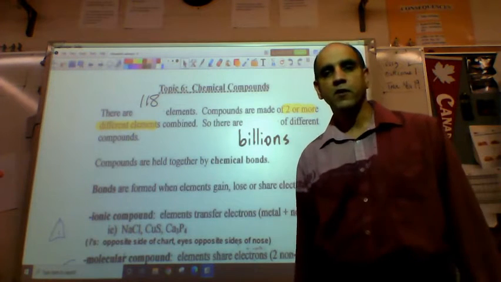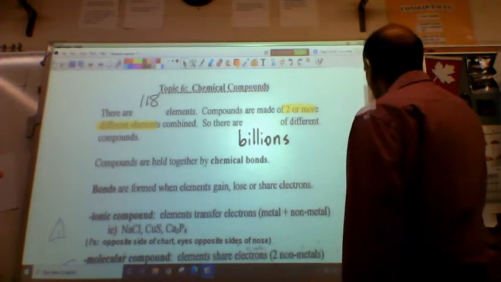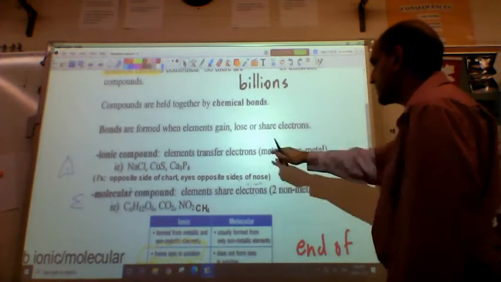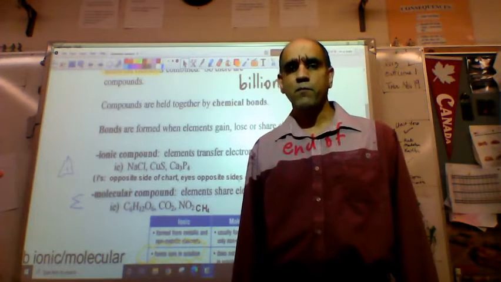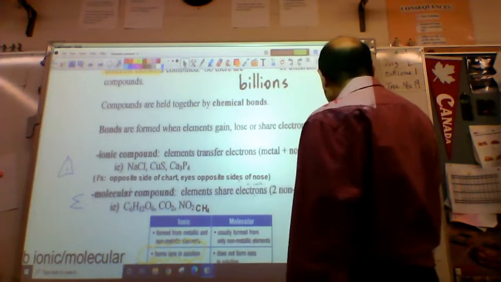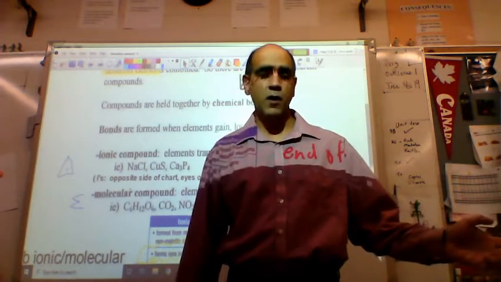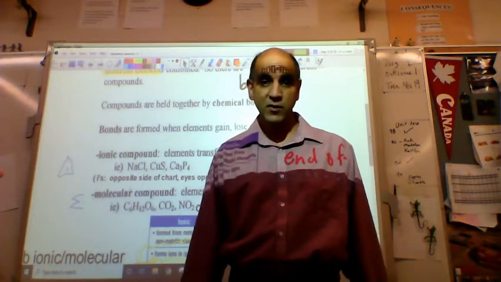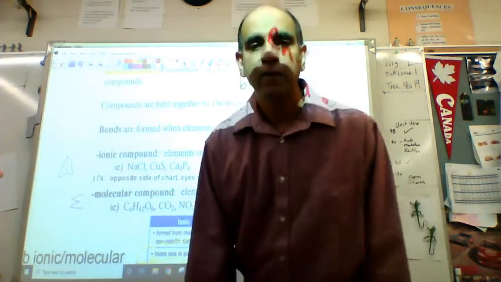Bonds are made when we either share electrons or we transfer electrons. Okay. And so ionic compounds are elements that transfer the electrons. So they're made of a metal and a non-metal. Now, metals are on the left side of the staircase on the periodic table, non-metals on the right. I like to do this. This will help you with everything you do in chemistry.